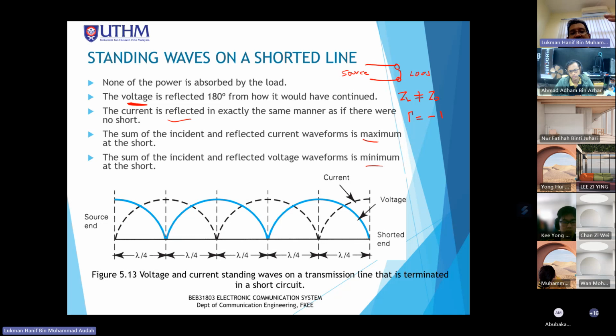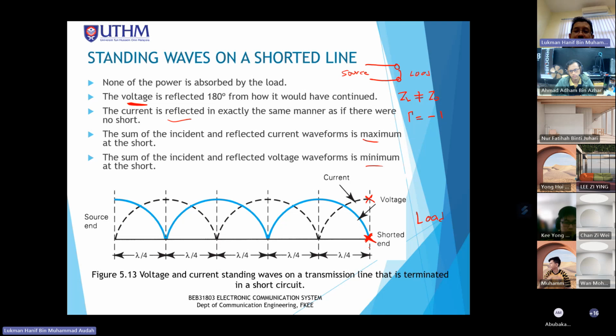The picture here shows the standing wave from the perspective of current and also voltage. The blue color is the standing wave in terms of voltage. The dotted line is the standing wave in terms of current. On the right side is the load side. The voltage is minimum at the shorted line, and the current is maximum at the shorted line.